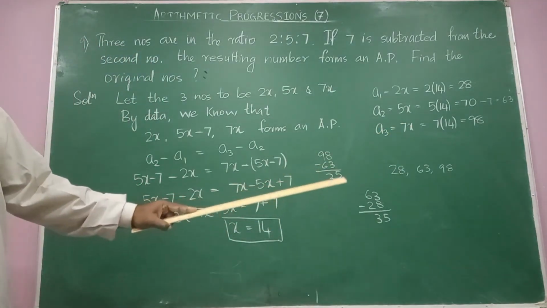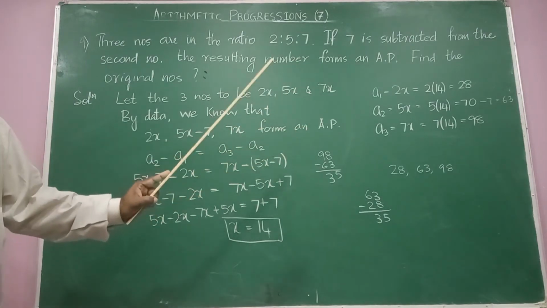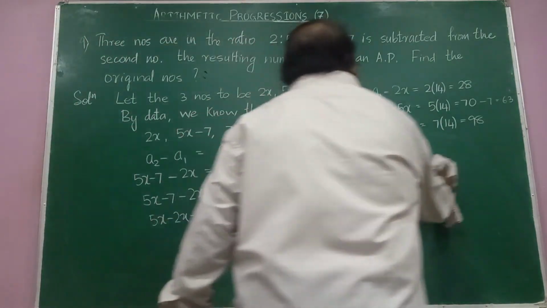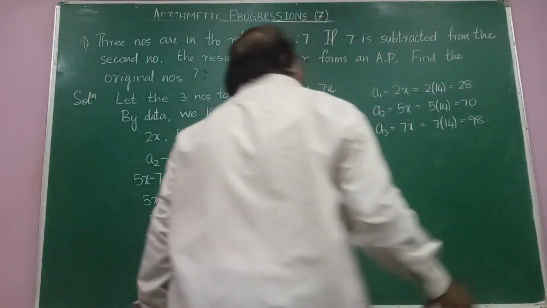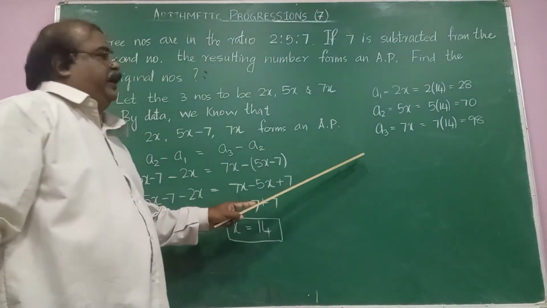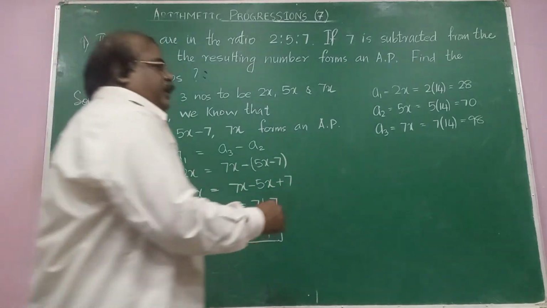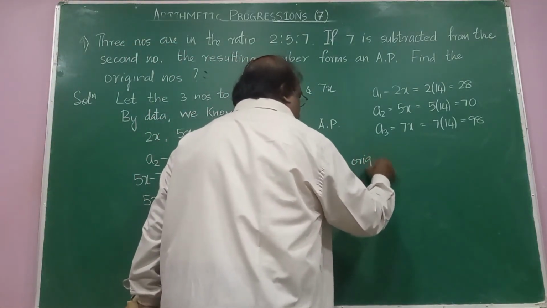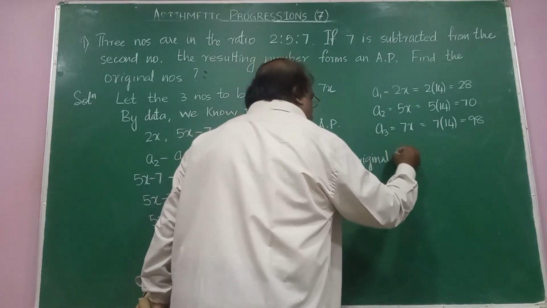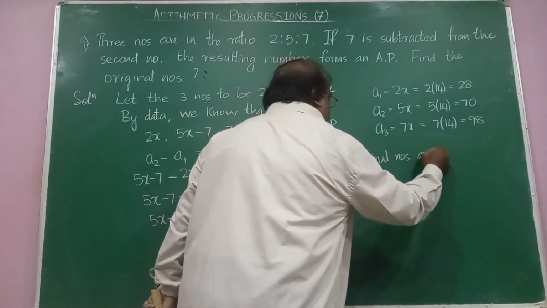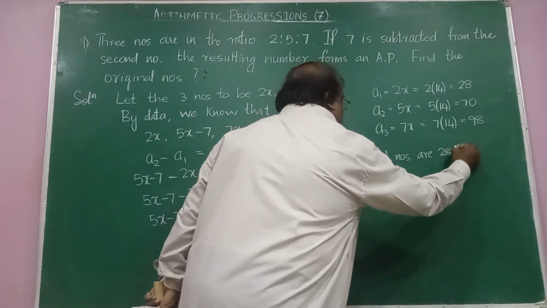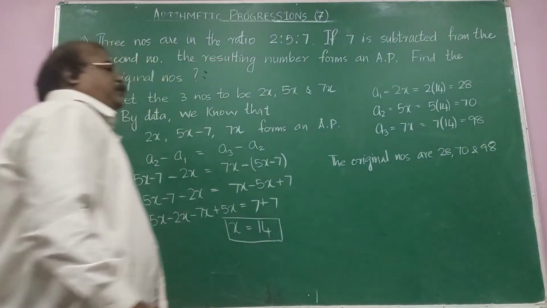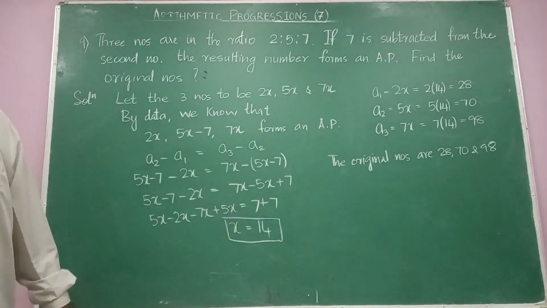Now, what did they ask you? They did not ask you for the numbers in AP. They asked you for the original numbers. So my sum ends over here. The original numbers are 28, 70 and 98. Let's go to the next sum.